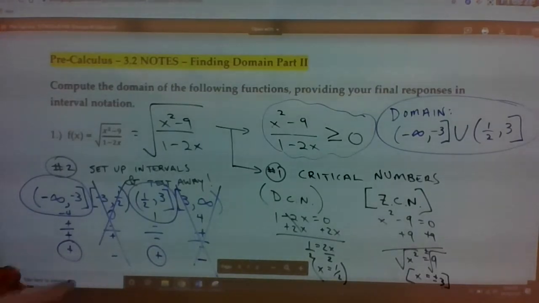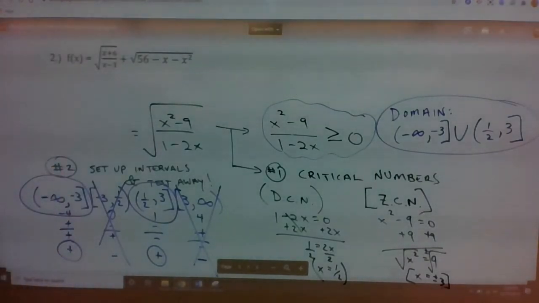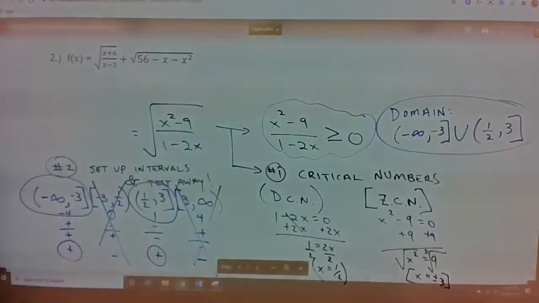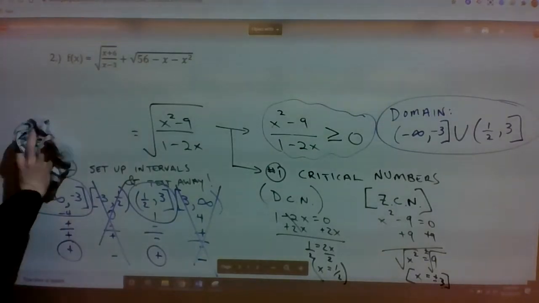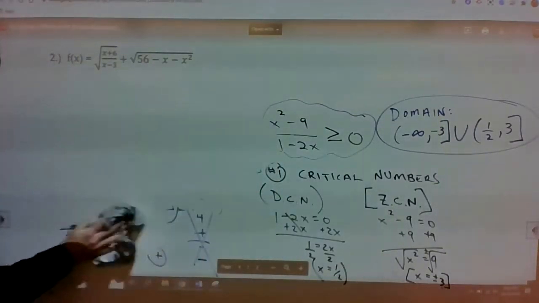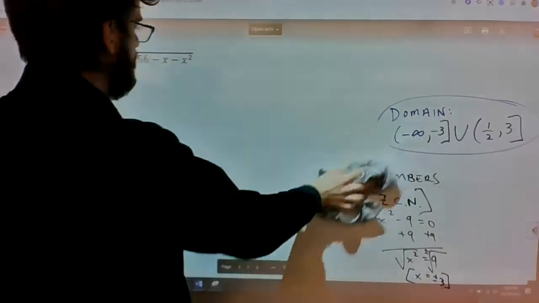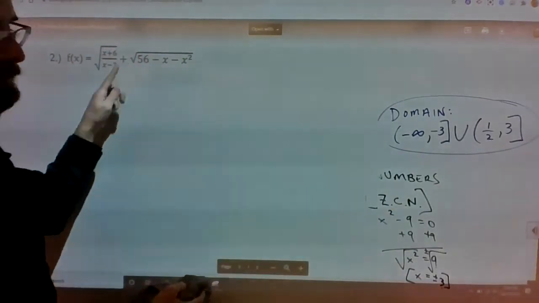All right, I only have one more example for you. What happens when you have to deal with two what appear to be complex roots that are added to or subtracted from one another?